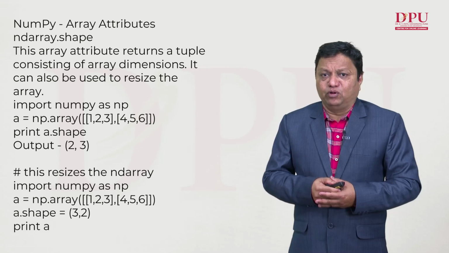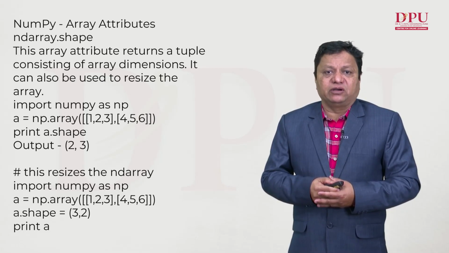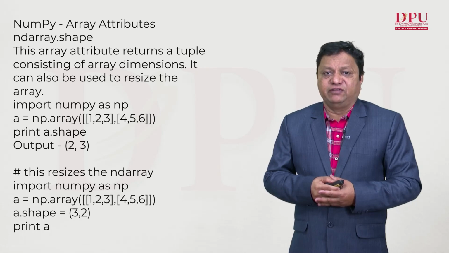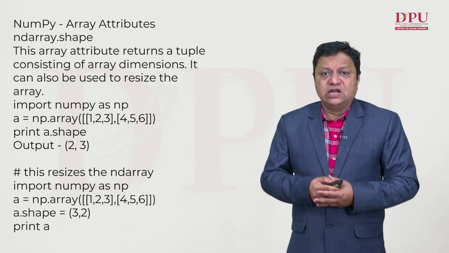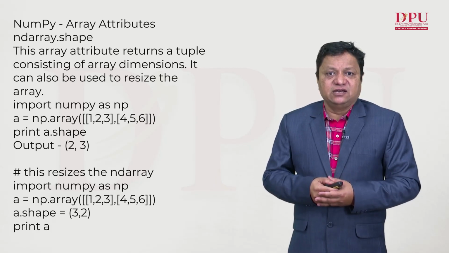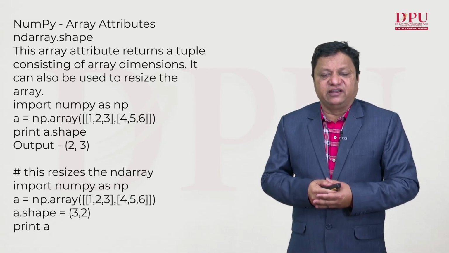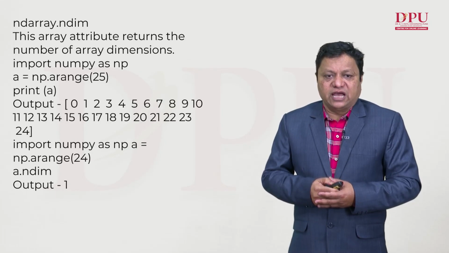For example, import NumPy as np, a is equal to np.array. Here I have created the array by passing the values 1, 2, 3 for the first row and 4, 5, 6 for the second row. And if I say a.shape is equal to 3, 2, it will create an array having 3 rows and 2 columns, as you can see in the output.